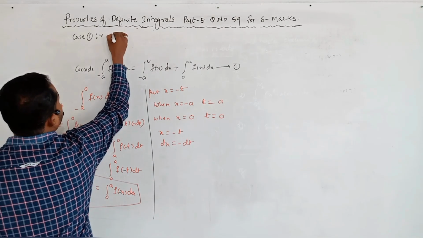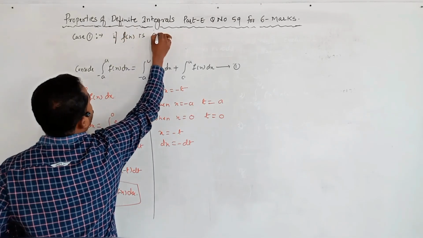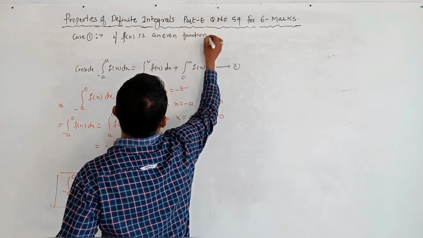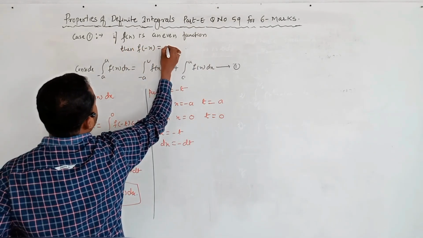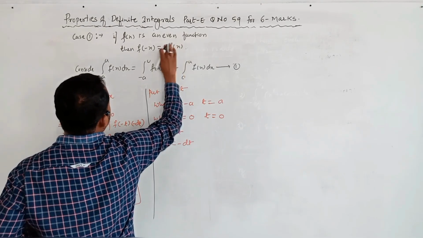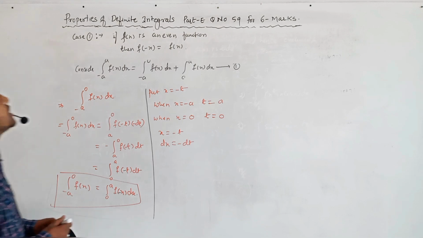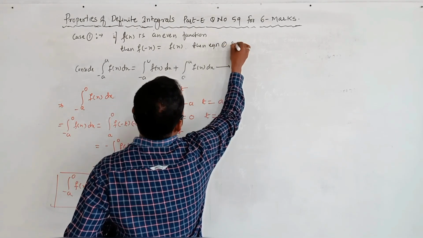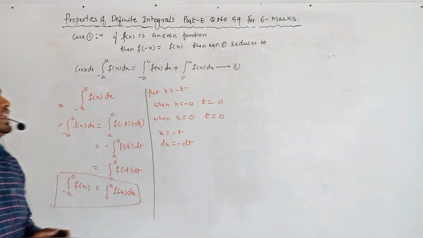Now come to case 1: if f of x is an even function, then f of minus x is equal to what? Minus of f of x or plus f of x? Plus f of x. F of minus x is equal to f of x, and equation 1 reduces to, then equation 2 reduces to.